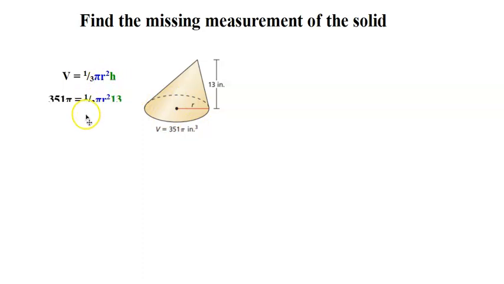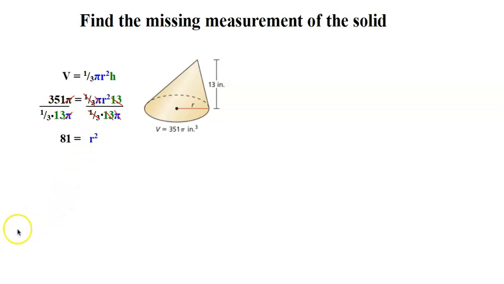Plug in what we know. I know the volume is 351 pi. I don't know the radius. I know the height is 13. Now we're just going to solve for r. So first thing we're going to do is since all of this is multiplication, we're going to divide it. Everything except for the square there, right? So we're going to divide by 1/3. We're going to divide by 13. We're going to divide by pi. And when you do that on both sides, all of that gets canceled out. Pi's cancel out over here, cancel over here, the 13 cancels out, the 1/3 cancels out. And so we end up with 81 is equal to r squared.